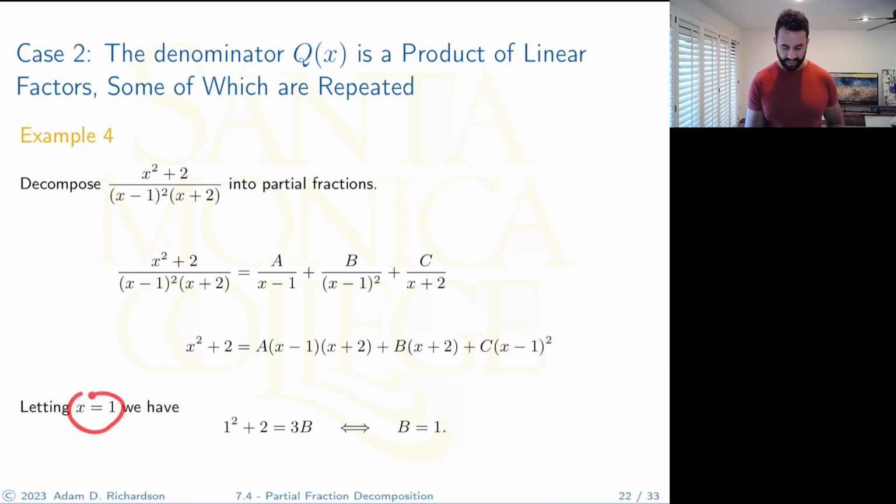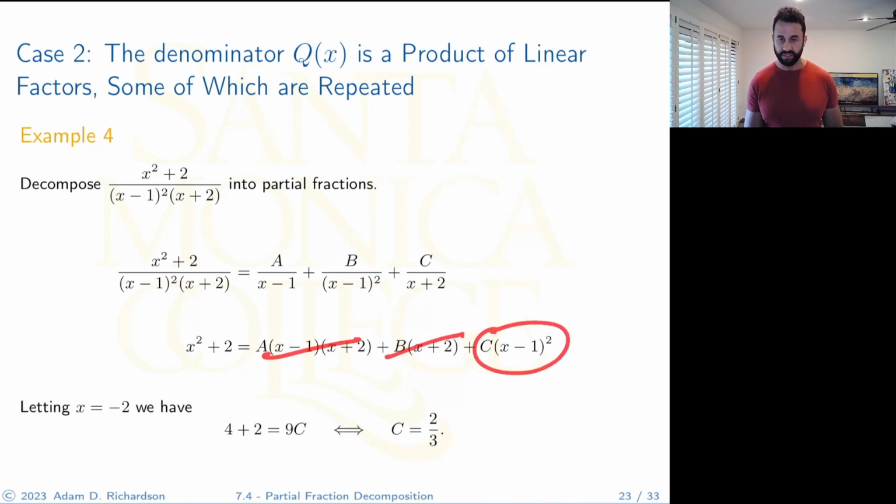So here we go. Let's let x equal 1. So when x equals 1, this term disappears and this term disappears, and all you're left with is this term. So we get that 1 squared plus 2 equals 3b, so b is equal to 1. Check, we got 1. Next, let x equal negative 2. When you let x equal negative 2, this whole term will disappear, this whole term will disappear, and then you're just left with this one and then this. So you'll get 4 plus 2 equals 9c, so c equals 2/3, boom, there's 2.